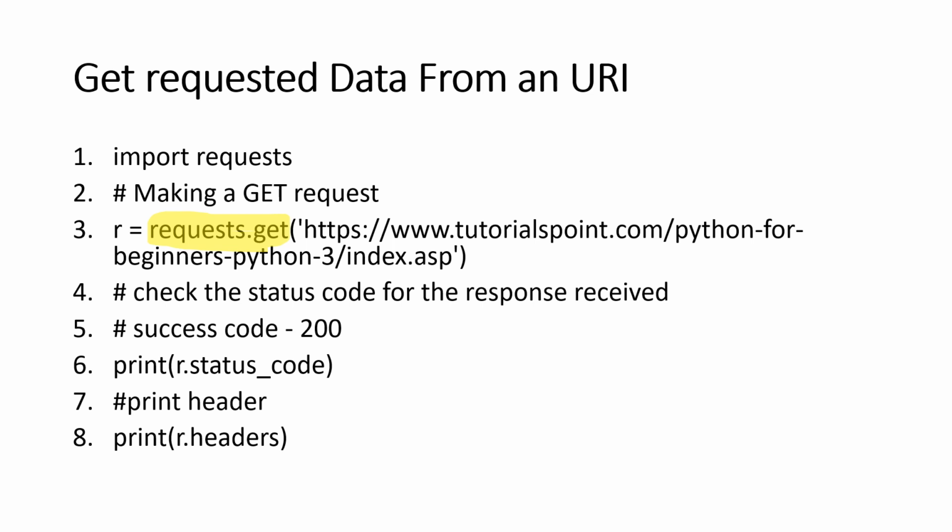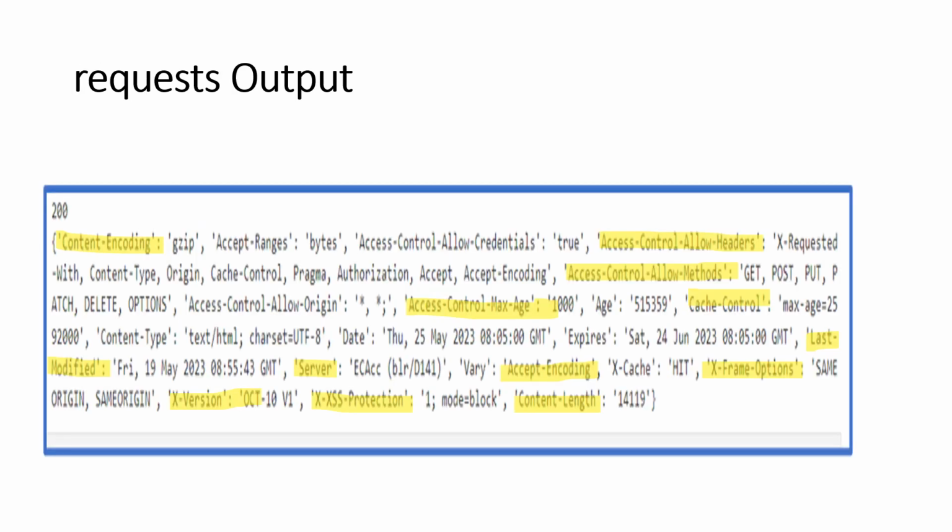This R will contain everything which it has got from the URI. If the status code of the response is 200, that means the process is successful, so you can go further. After that, I have displayed the header of the called web page. So this is the output. First, the response is 200, that means the operation is successful. Then it has shown all the headers with keywords. The keywords are marked with a yellow marker, but this is not within the scope of this discussion.